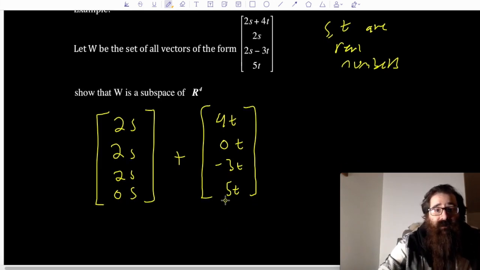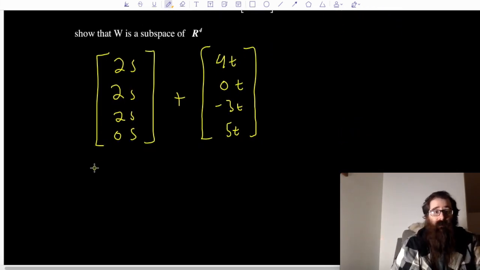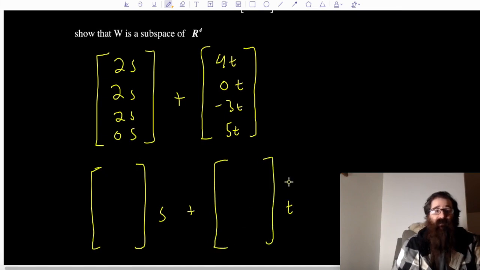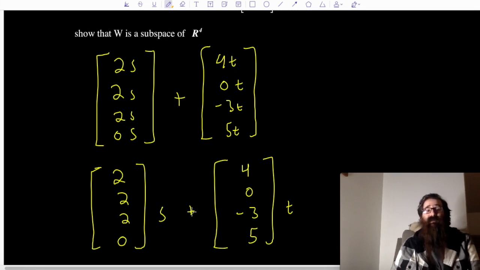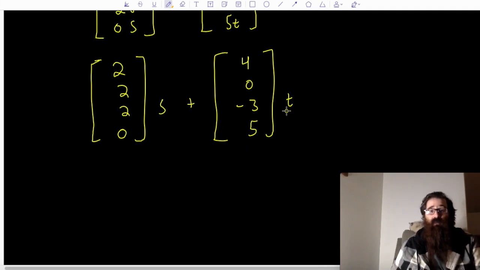What I can do, since s and t are just real numbers, think of them sort of like free variables. They're scalar weights, right? Bring s out as a scalar weight from the first vector, and bring t out as a scalar weight from the second vector. And this leaves from the first vector, I'm left with a vector of numerical entries only now, 2, 2, 2, 0. And in the second vector, leaves behind numerical entries 4, 0, -3, 5. We're saying, well, this describes the span of these 2 vectors. Right? S and t are just real numbers. These are scalar weights now, and whatever you'd like for them. So I'm describing the span of these 2 vectors.